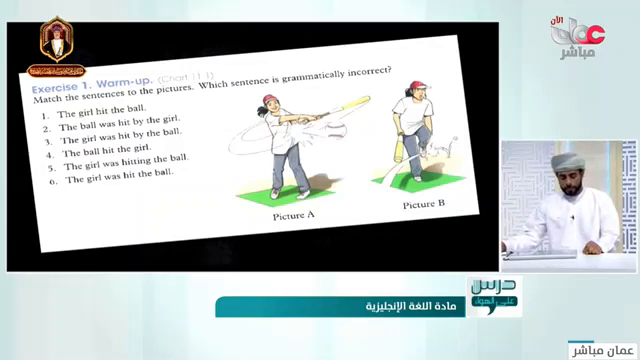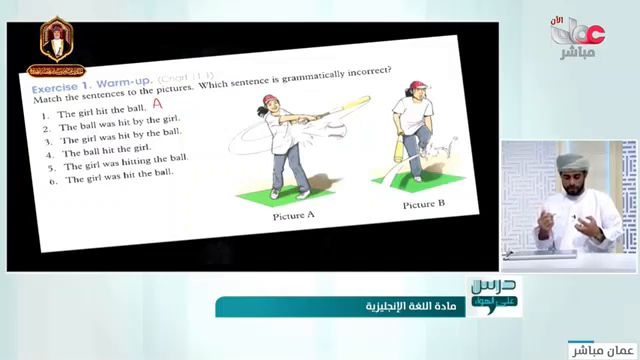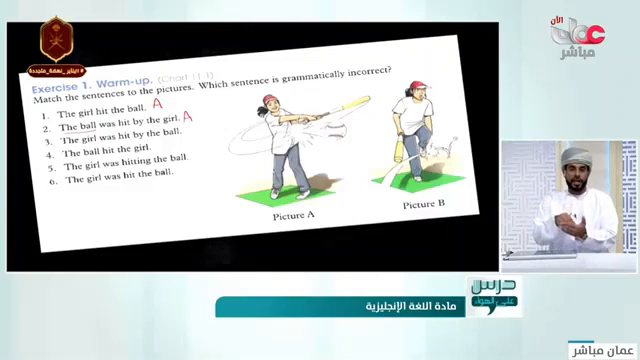One says, the girl hit the ball. Which picture is this sentence referring to? Yeah, it is A. What about 2? It says, the ball was hit by the girl. Which one received the action? The ball was hit by whom? By the girl. So it is also talking about picture A. Why is that? Because the ball received the action. Who hit the ball? The girl hit the ball.